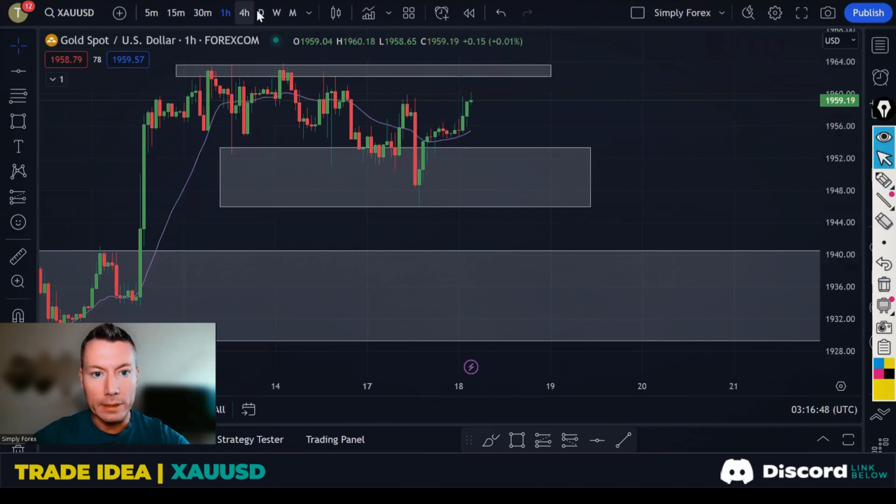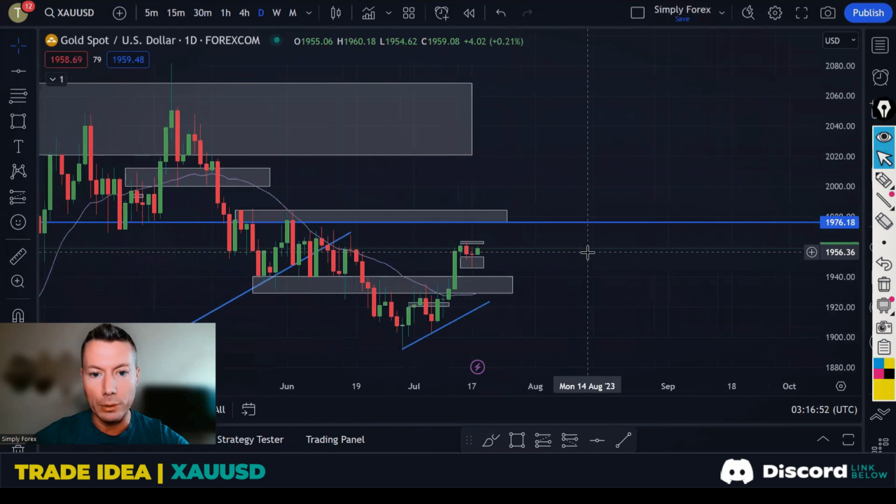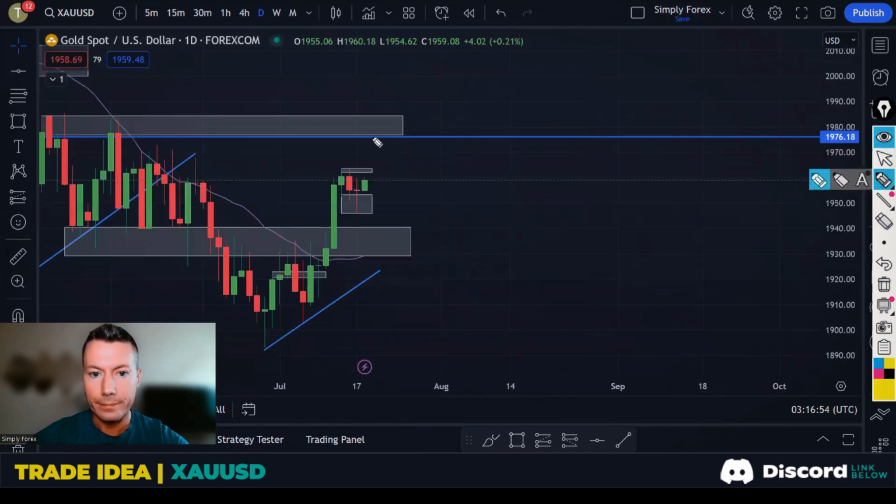If we drop down to the day chart, I don't think I showed you my target. So the target is back up to this blue line, guys, back up to these highs over here.